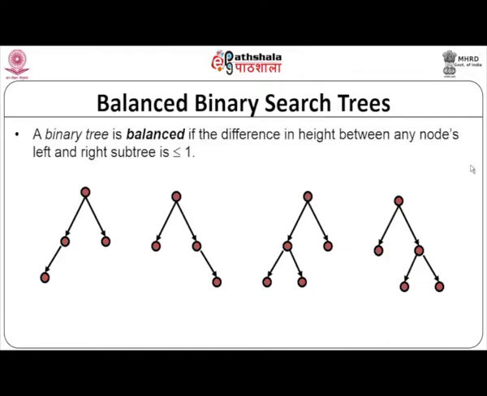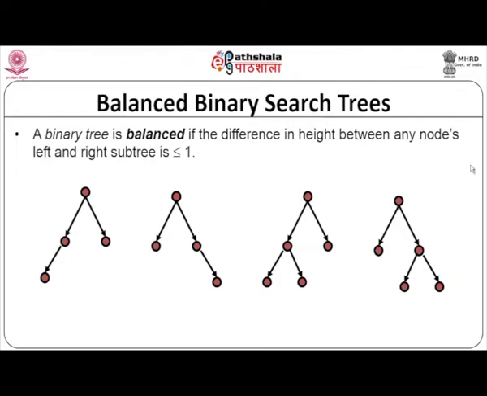Now, let us look at balanced binary trees. Here is where we are talking about what we mean by balance. If it is perfectly balanced, it is different. Here we say a binary tree is balanced if the difference in height between any node's left and right subtree is less than or equal to 1.